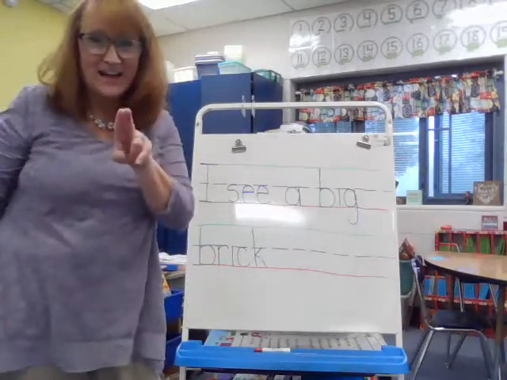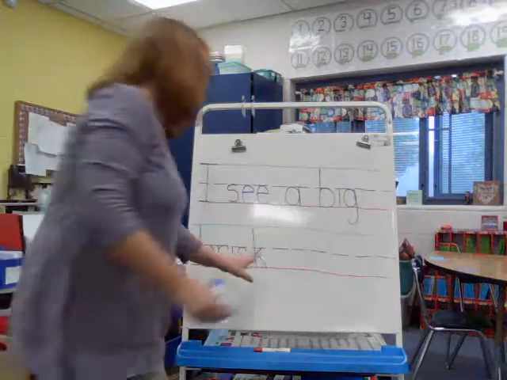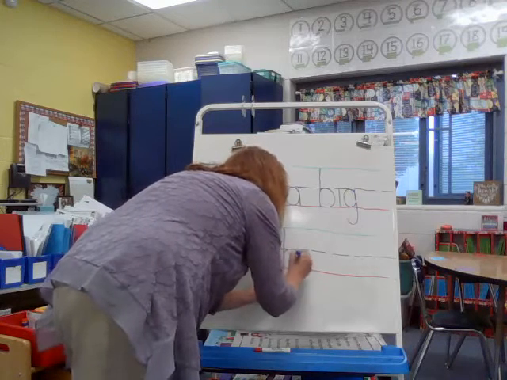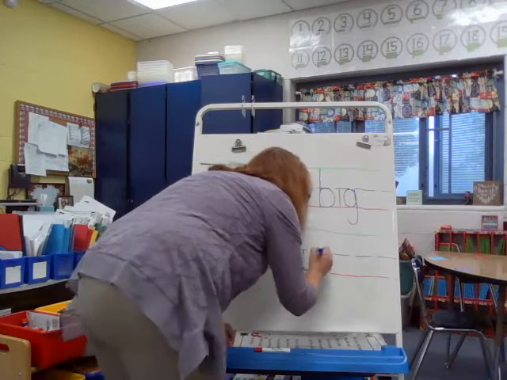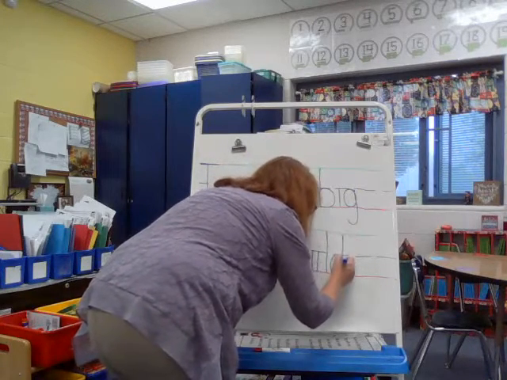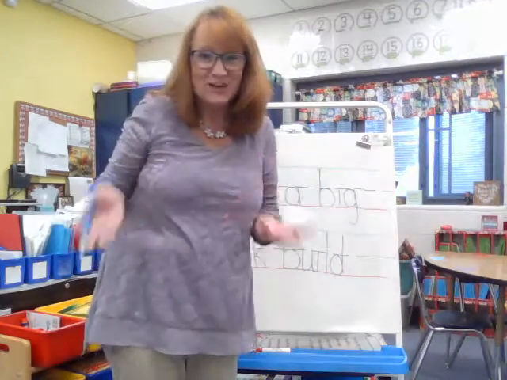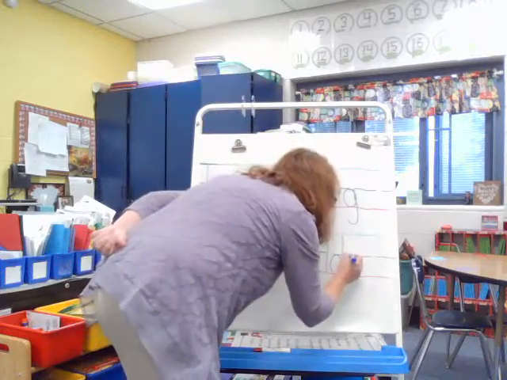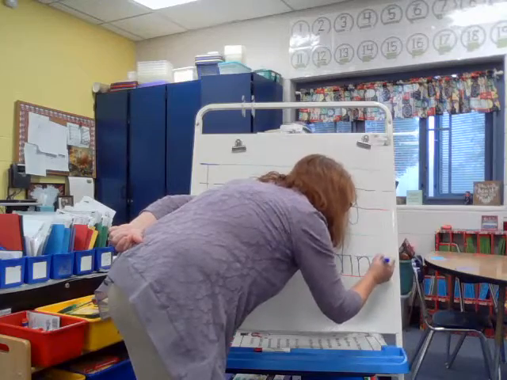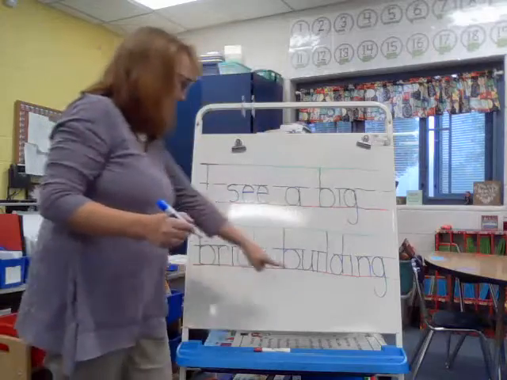I'm ready for my last word, but I've got to remember to leave that finger space between the word brick and the word building so that my reader can read it much better. So here is the word building. It's kind of a long word. B, U, I, L, D. What do you hear on the end of building? Do you hear the ing sound that we were talking about? Yes. So I, N, G. There's that ing sound. Building. I see a big brick building.